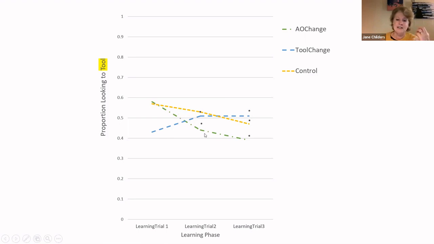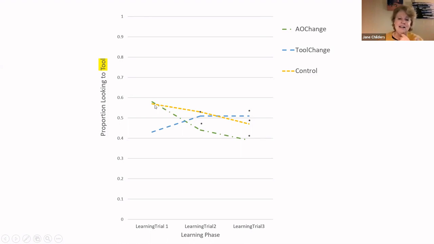So they're decreasing their looking to this thing that is not changing. And that means that they're looking more at the affected object, the way that these proportions are, it's looking to tool divided by looking to everything else. And so they're decreasing their looking to the non-changing tool. Again, to me, that suggests they're noticing that tool isn't changing, or they're noticing the affected object is changing.